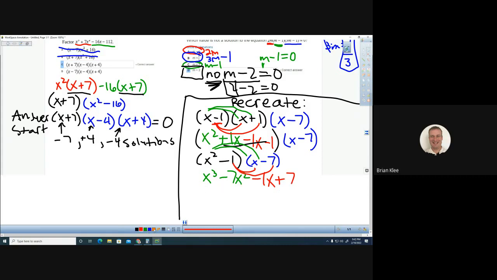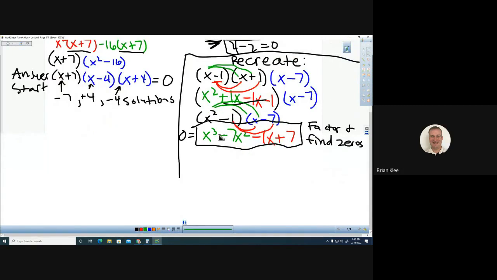So now your problem's created right here. So we would be asked to factor and find zeros or solutions. So 0 equals all that stuff. And the nice thing is I've already got this color coded to remind me it's solved by grouping. So bring the 0 down.